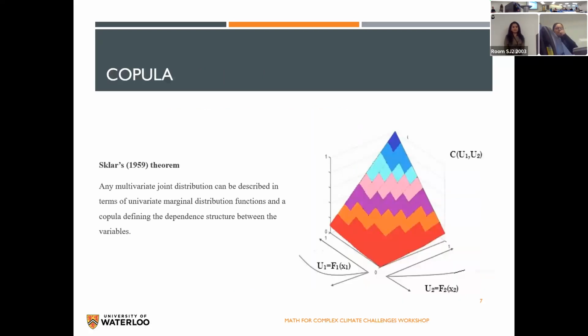Finding the joint probability of different random variables is not an easy task if the random variables are dependent on each other and if the marginal distributions are different. Here we can use Copula, because as per Sklar's theorem, any multivariate joint distribution can be described in terms of a Copula, even if the marginal distributions of the random variables are different. We can use a Copula to find the joint distribution function of those two random variables. That's the advantage of Copula, and it is used here to analyze the river flow events in the two rivers, the Grand River and the Speed River, that meet at Cambridge.